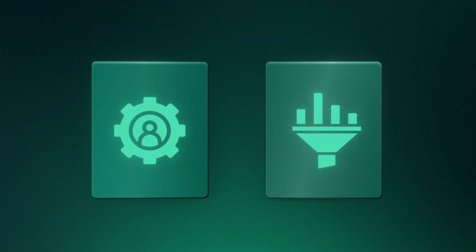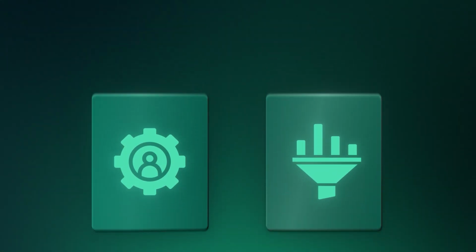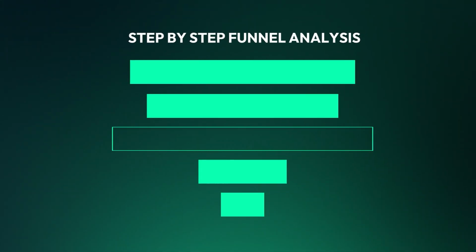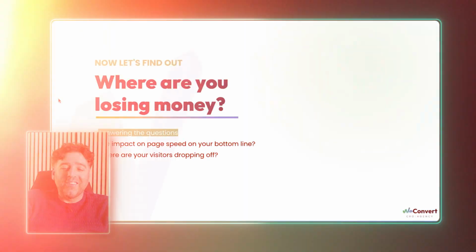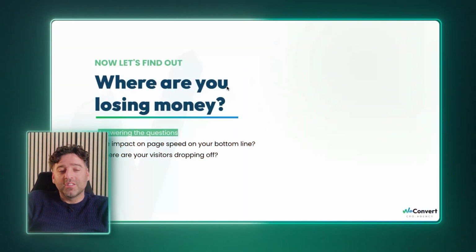The second part is funnel analysis, where we do a step-by-step funnel analysis and see where the biggest drop-offs in your funnel are. And when we identify them, we analyze those pages using heat maps and session recordings to see where the high drop-off areas are and whether there are repeated patterns. Now let's take a look at how the second part looks in a real world example. So here on the screen we have a section where the website is losing money.